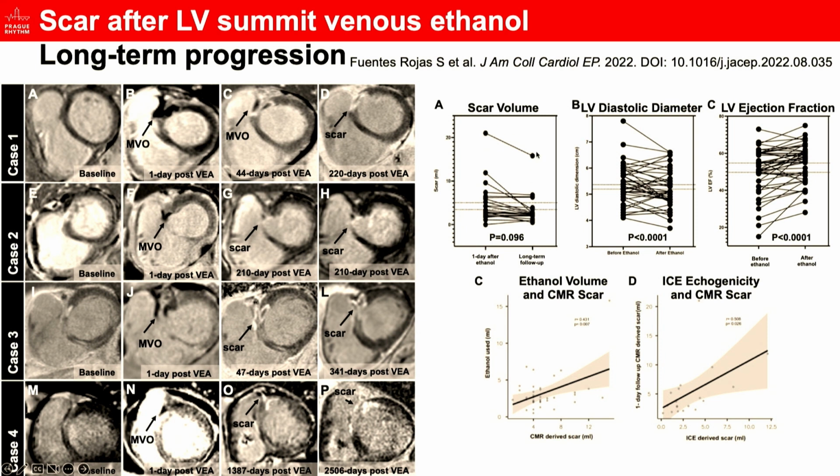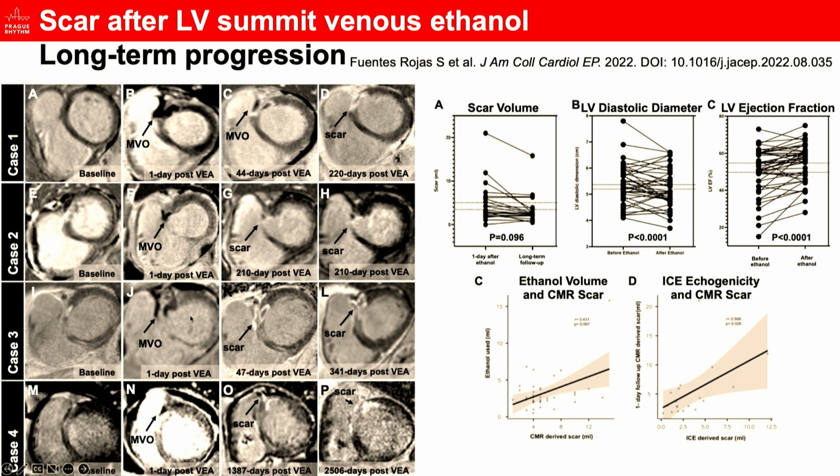And what we did also define is the long-term progression of the scar. These are examples of the microvascular occlusion shown in 1 day post-alcohol ablation, 44 days, and 122 days, how this area progressively becomes conventional scar, like you would see with any other kind of scar processing and a delayed enhancement area. So from microvascular occlusion to delayed enhancement chronically.